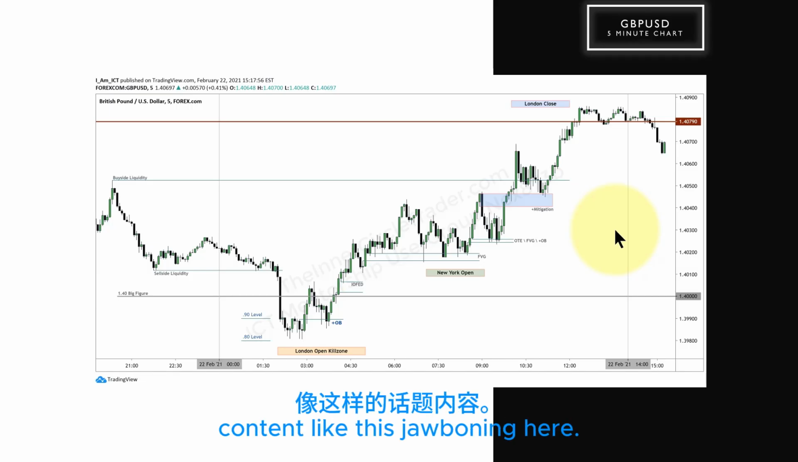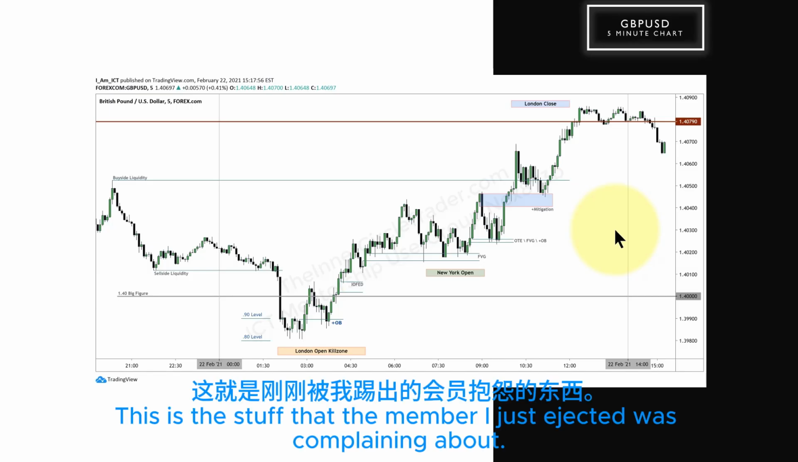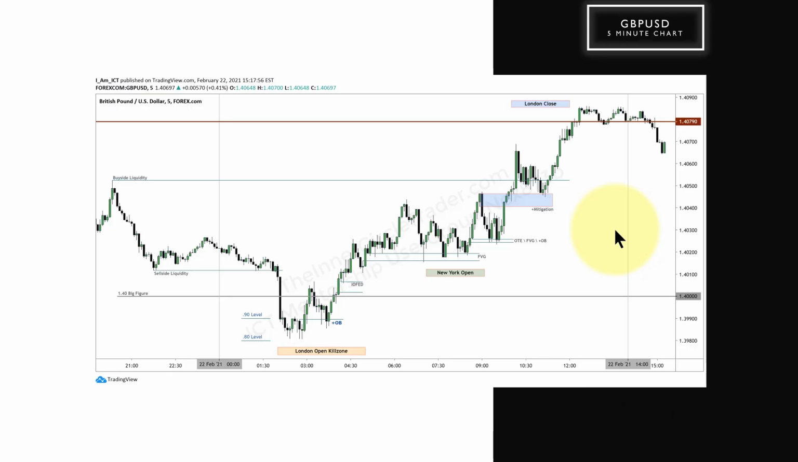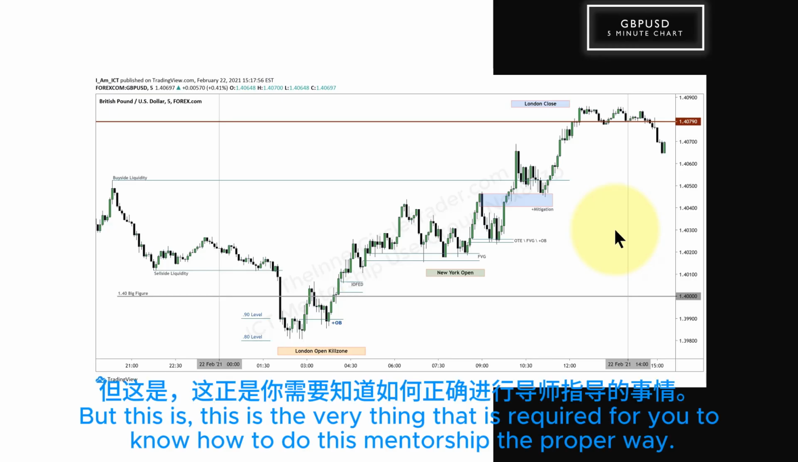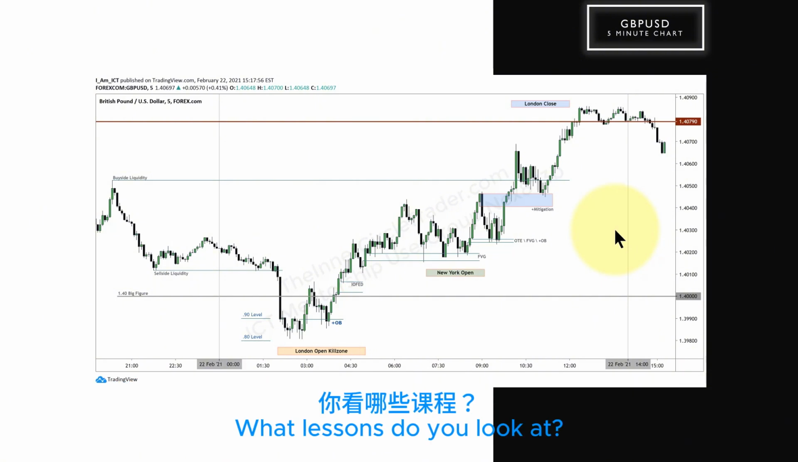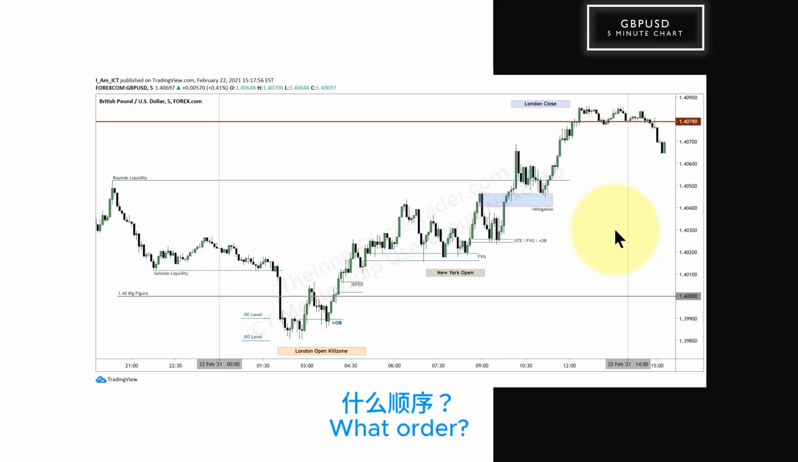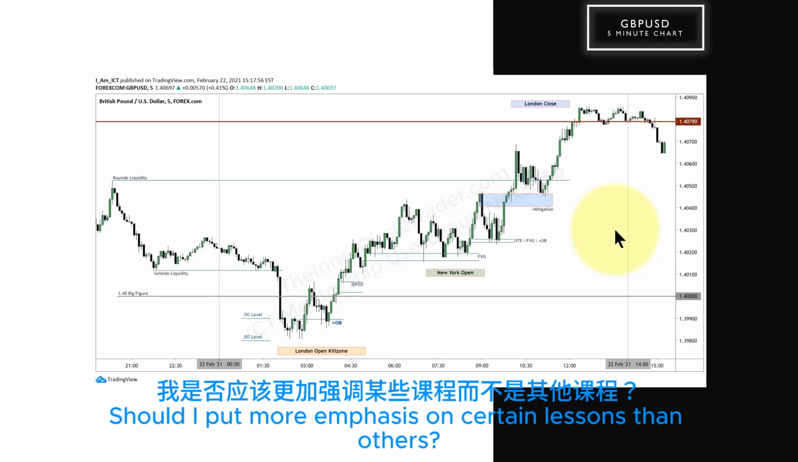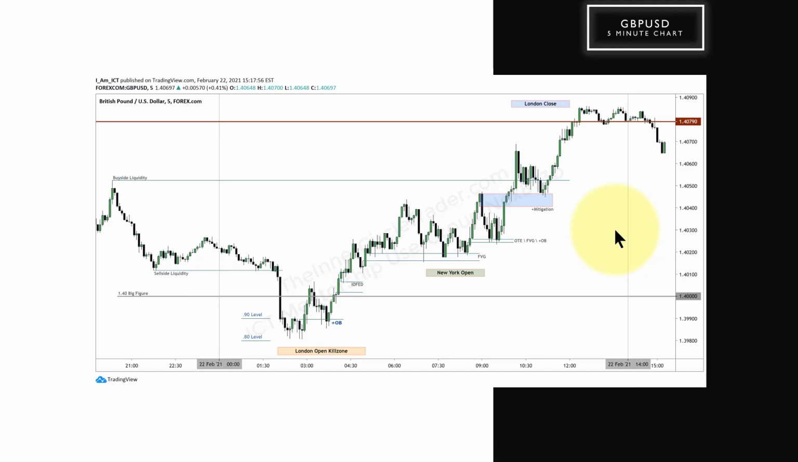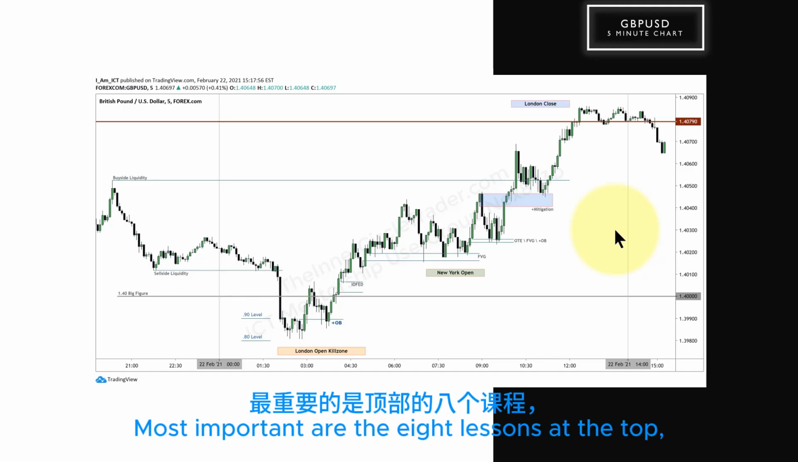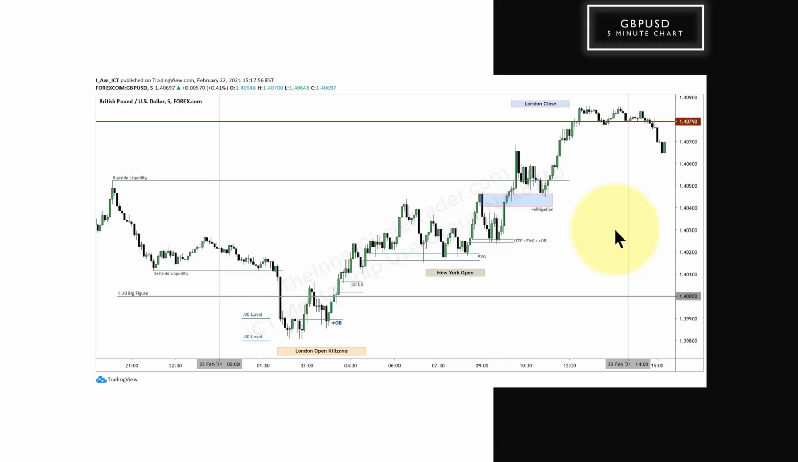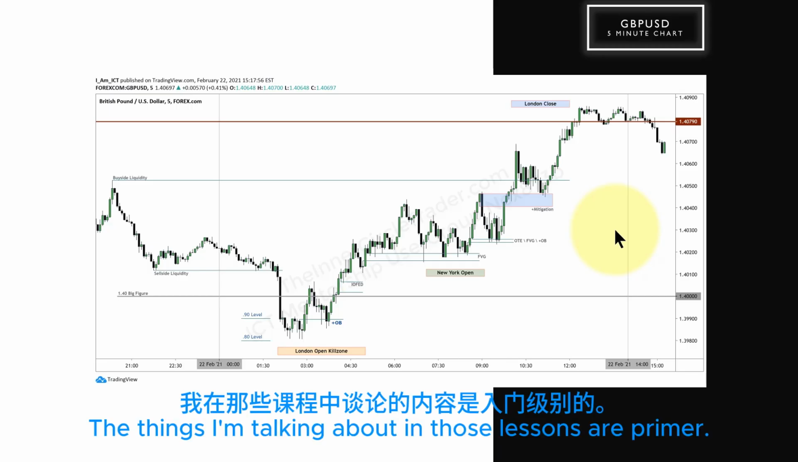Like this jawboning here. This is the stuff that the member I just ejected was complaining about. But this is the very thing that is required for you to know how to do this mentorship the proper way. What lessons do you look at? In what order? Should I put more emphasis on certain lessons than others? Yes. The most important are the 8 lessons at the top, because you need to understand the language. The things I'm talking about in those lessons are primer.